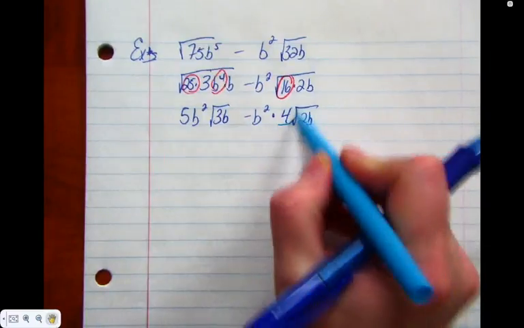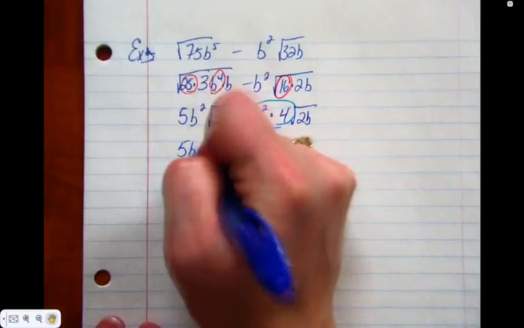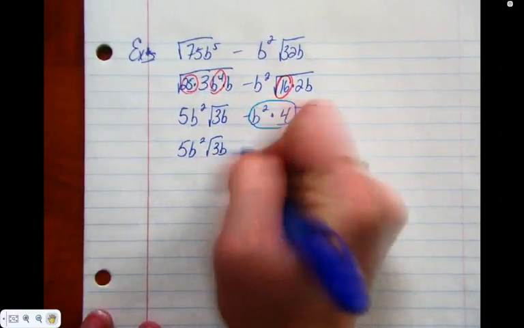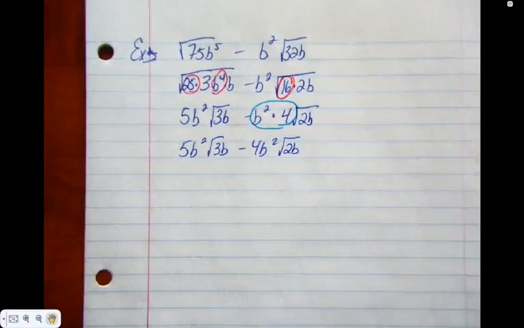Now I'm just going to clean this up because we would never write a b squared times 4. How would we write that? What kind of order would we put that in? 4b squared. So I've got a 5b squared root 3b. And I've got a 4b squared root 2b. Or not to be. That was funny. Now what?